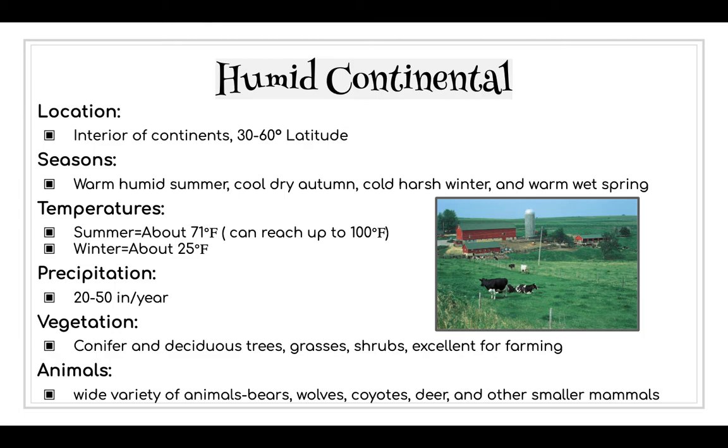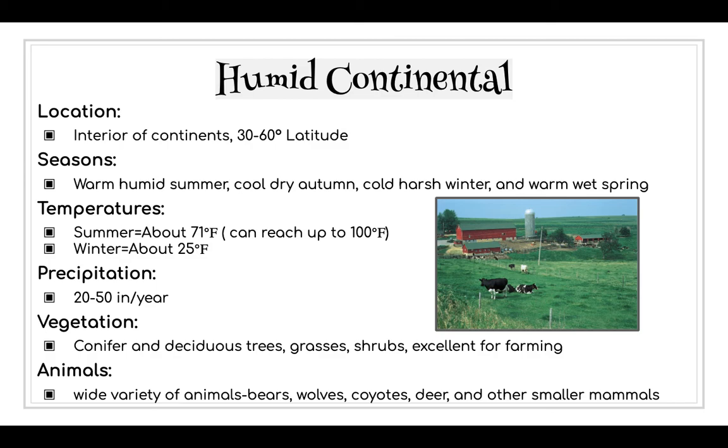As far as precipitation, it's kind of in the middle. So we get about 20 to 50 inches a year as far as precipitation. So actually, that makes really good farmland, which is what's shown there, but really good farmland in these areas. Vegetation, so we have all kinds of different vegetation, conifer and deciduous trees, lots of different types of grasses, shrubs. It's, like I said, very excellent for farming.